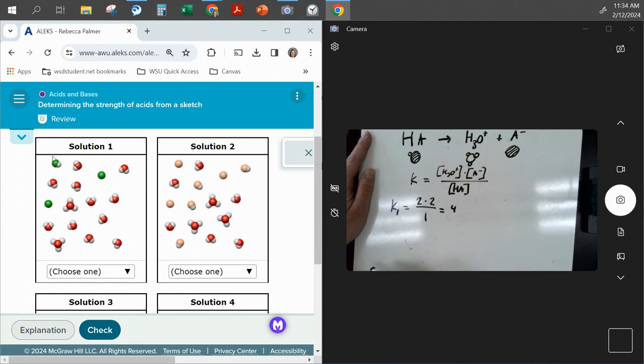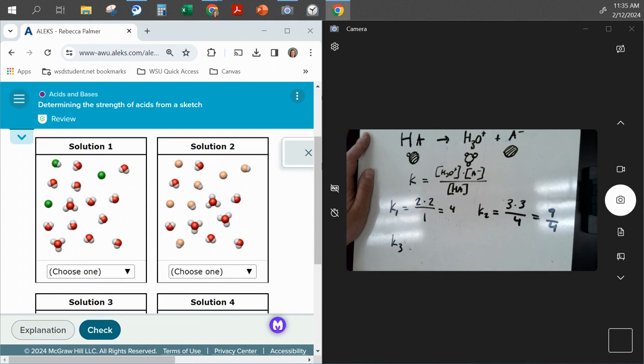So then we go to the next one, K2. Look for hydronium. 1, 2, 3 hydroniums. That means we better have 3 of the conjugate base. 1, 2, 3. And then we're going to divide by the conjugate acid, the acid how it started, with the hydrogen, without giving away the hydrogen. 1, 2, 3, 4. So that would be 9 over 4.